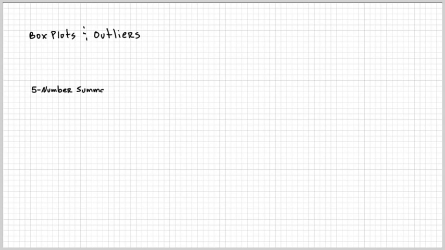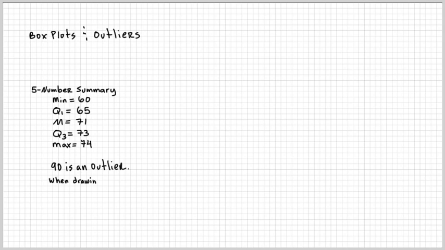In this video, we're going to talk about box plots and outliers. So let's say you have a 5-number summary that you calculated, through your calculator or by hand, and you noticed that in this data set you had an outlier of 90. So you had to do a new max.